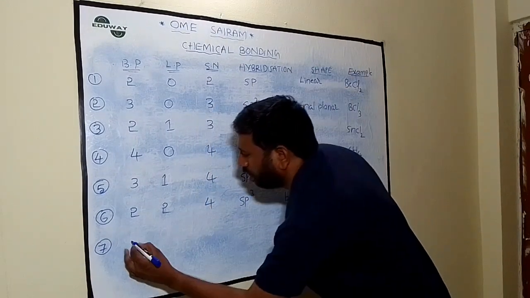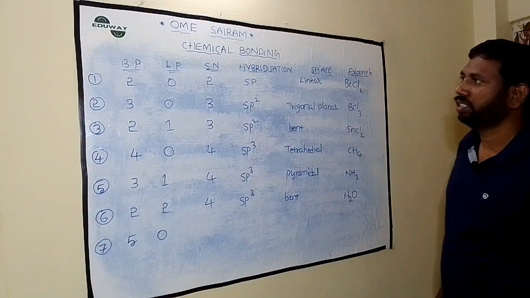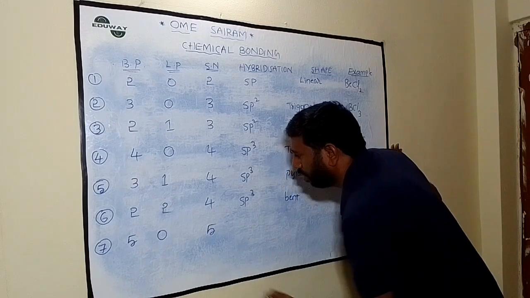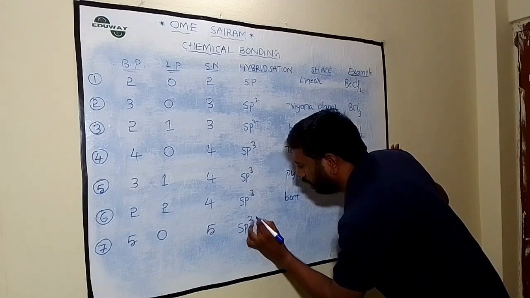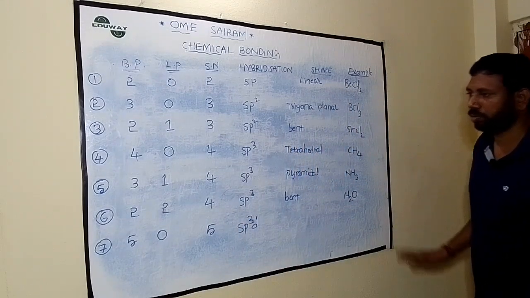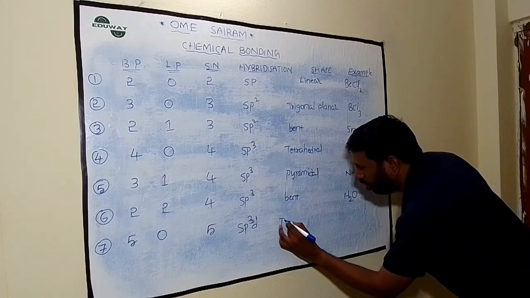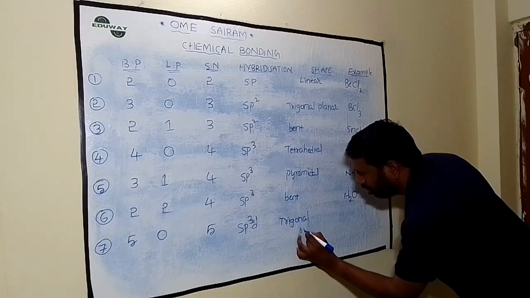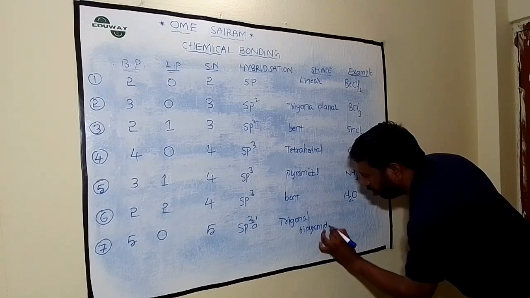Next, take 5 bond pairs and 0 lone pairs. Steric number 5, hybridization sp3d. sp3d, that means 1 plus 3, 4, 4 plus 1, 5. If any molecule has 5 bond pairs and 0 lone pairs, the molecule should be trigonal bipyramidal.